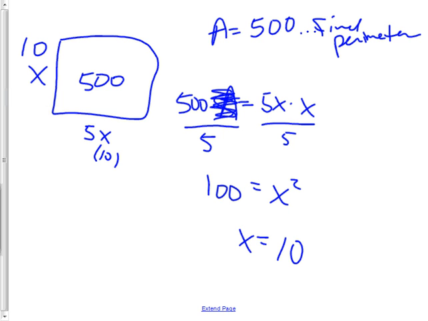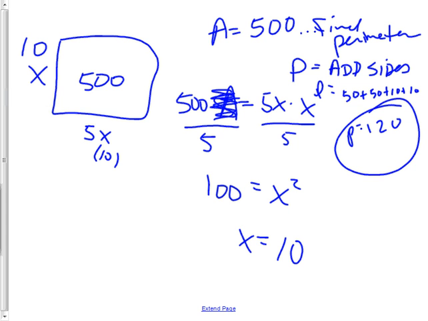Did I answer the question? No. What's the question? Perimeter. What's perimeter? Perimeter is add up all the sides. So I'm going to go perimeter equals 50 plus 50 plus 10 plus 10. 120.